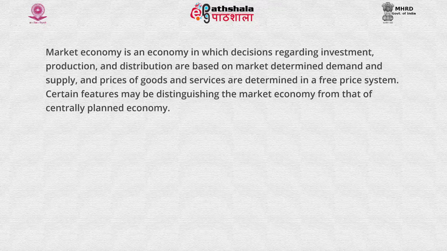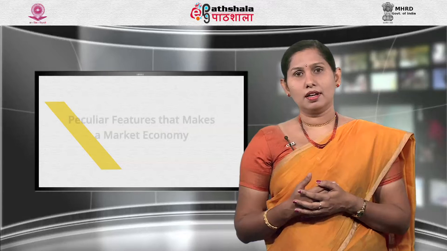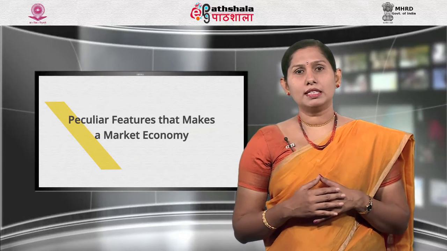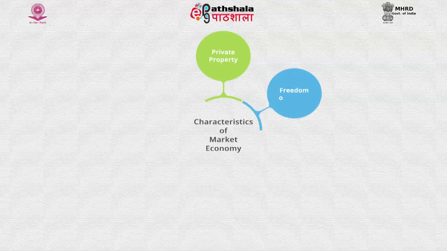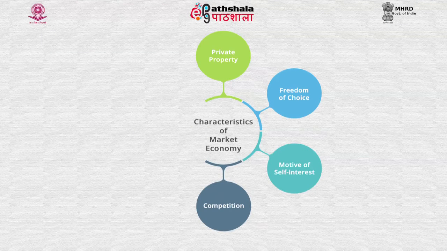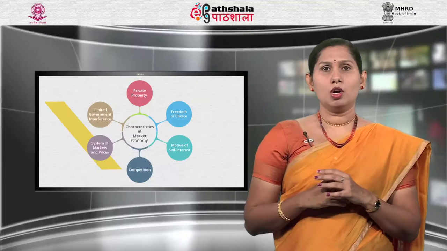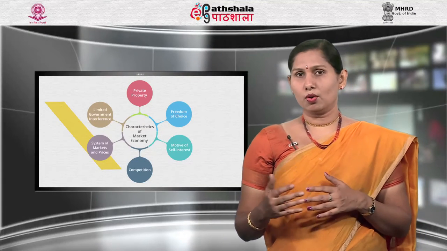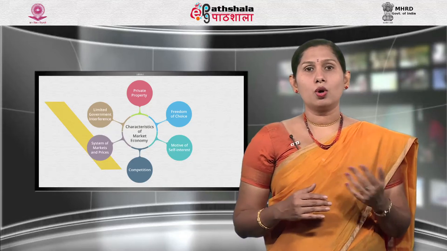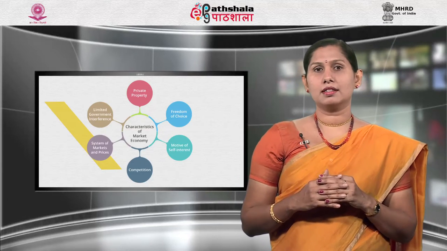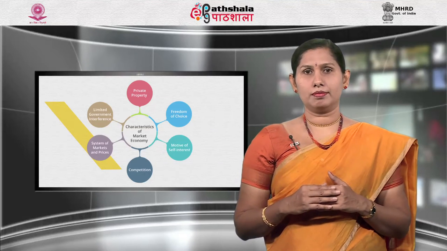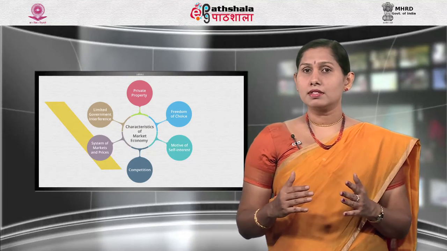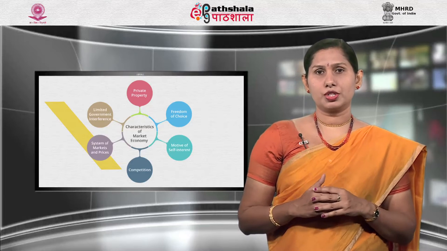Certain features may distinguish the market economy from that of a centrally planned economy. Now, we will move on to the peculiar features that make a market economy. A market economy is defined by 6 characteristics. First one is that of private property. Most goods and services are privately owned. This allows the owners to make legally binding contracts to buy, sell, lease, or rent their property. In other words, their property gives them the right to profit from ownership.